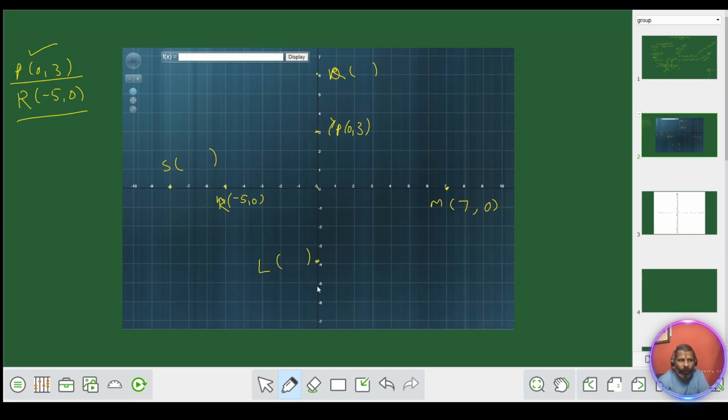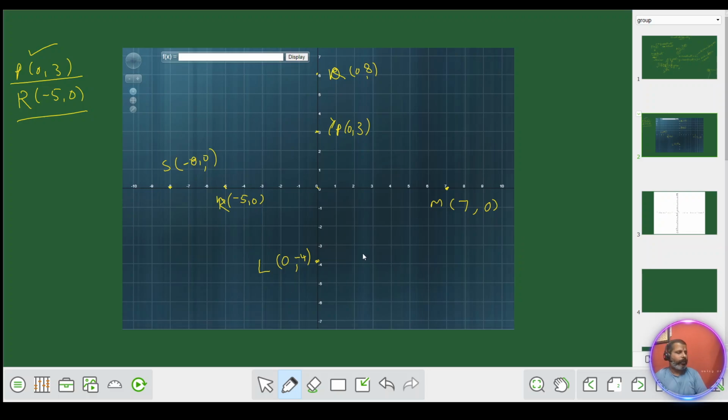L is falling on the y axis, therefore its x coordinate will be 0. What is the y coordinate value? Minus 4. Q is falling on the y axis, positive 1. X coordinate will be 0. Y coordinate will be 8. S is falling on the negative x axis, so the x coordinate is minus 8, whatever the value you see on the x axis for the point. The y coordinate will be 0 because it is falling on the x axis. Minus 8 comma 0.